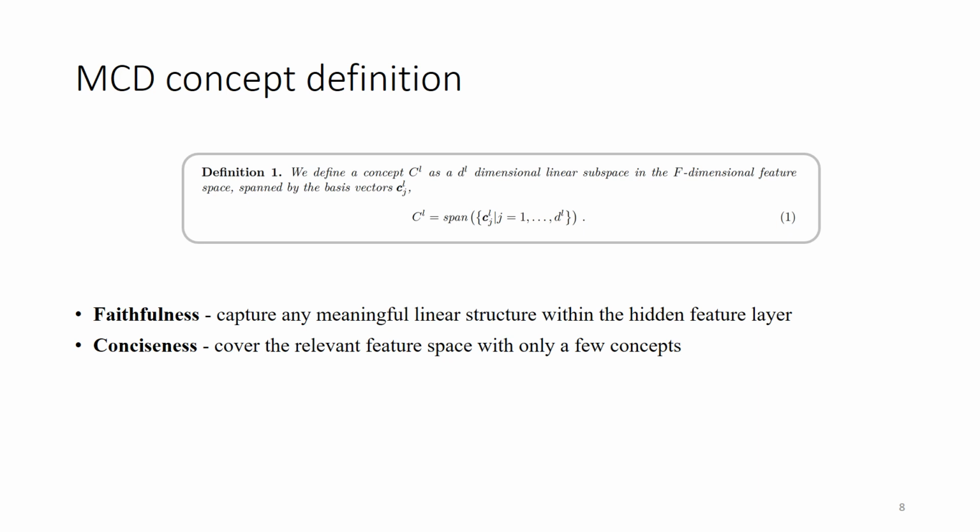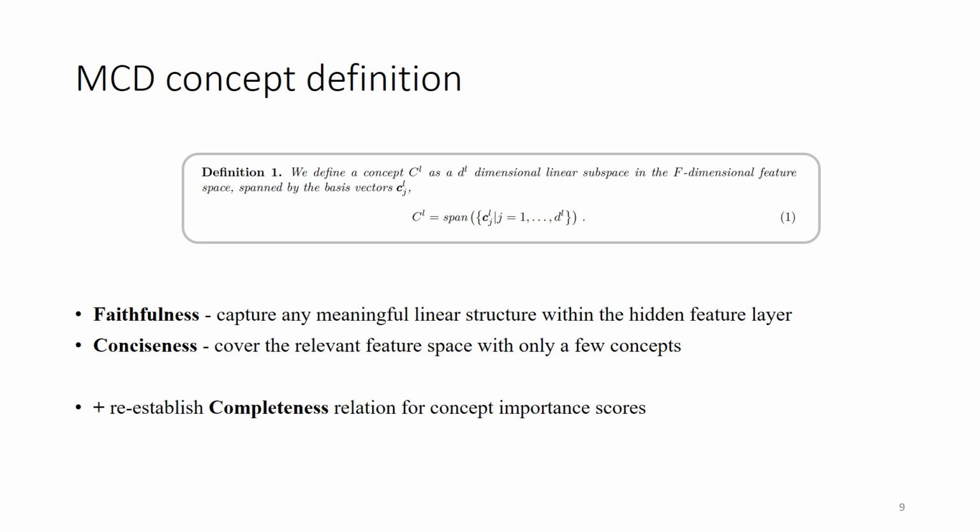Another benefit of multidimensional subspaces as concepts is that they ensure concise explanations. This is good because it is difficult for a user to overlook a large number of concepts in an explanation. Thus, we want to cover the feature space with only a small number of concepts for the explanation. And with multidimensional concepts, we can avoid a fragmentation into many low or one-dimensional concepts.